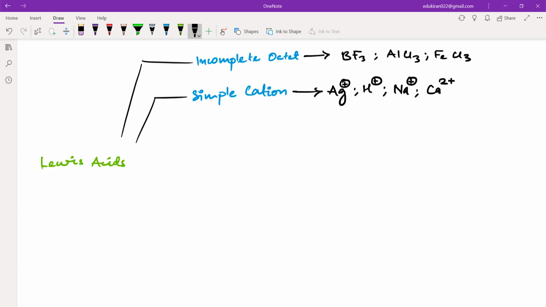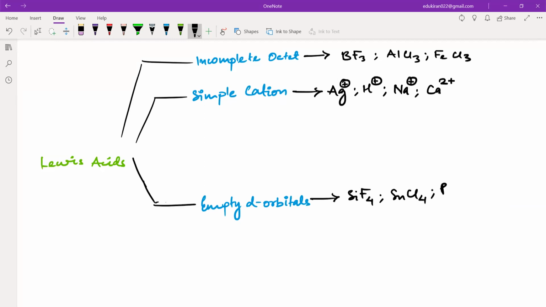Ca2 positive. Next in the list, we have the empty d orbitals. If there are empty d orbitals, okay. Empty d orbitals. So for example, SiF4, SnCl4, PF5, right? So these are the molecules of group 3 and beyond.